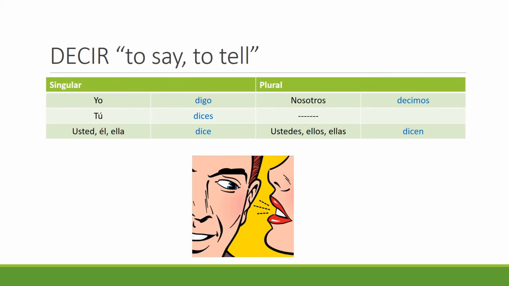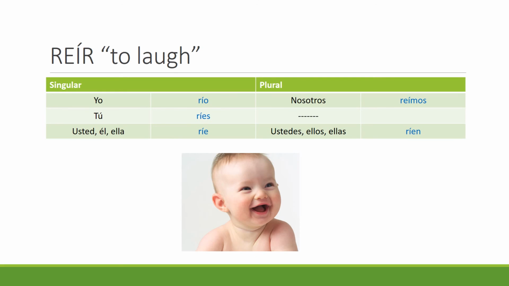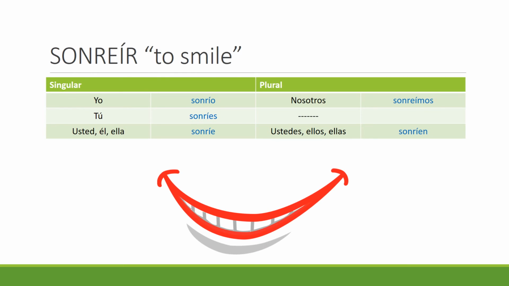Decir means to say or to tell. Digo, dices, dice, decimos, dicen. Reír, to laugh. Note that there's a lot of accent marks in this one that you have to memorize. Río, ríes, ríe, reímos, ríen. Sonreír. Sonrío, sonríes, sonríe, sonreímos, sonríen.